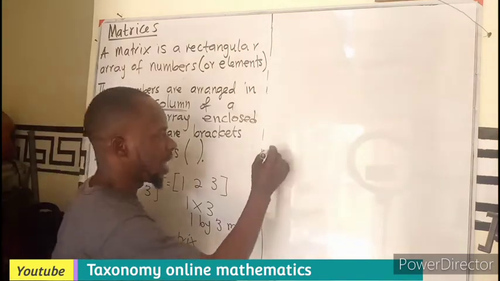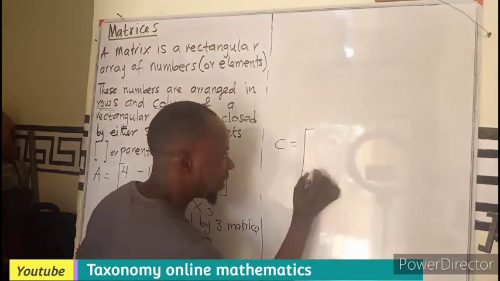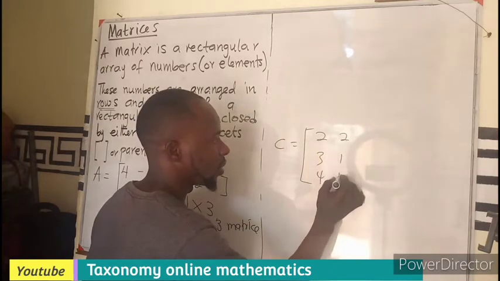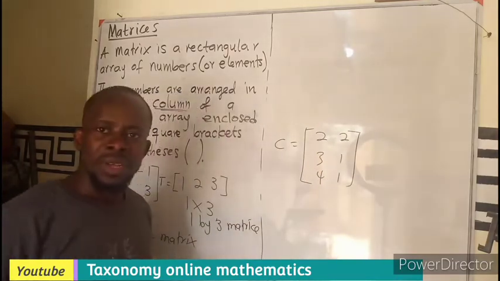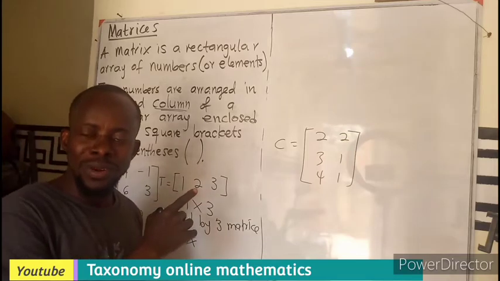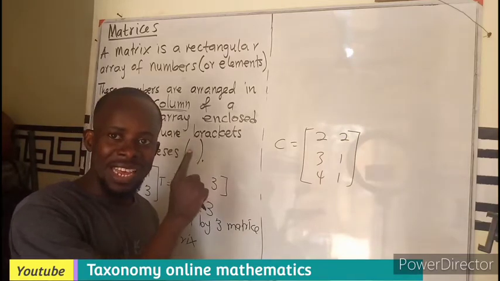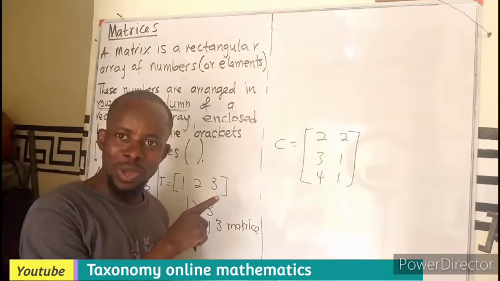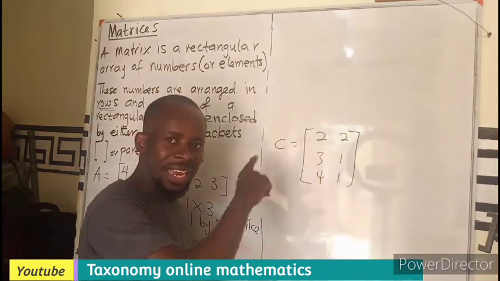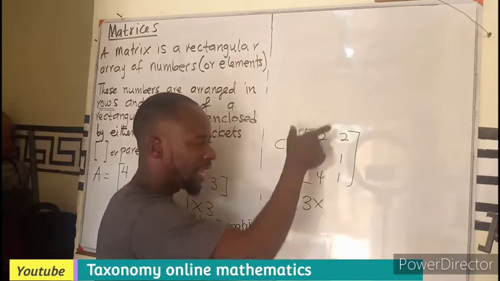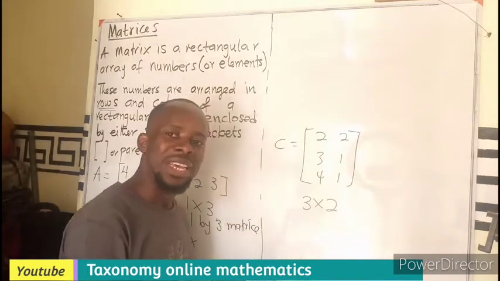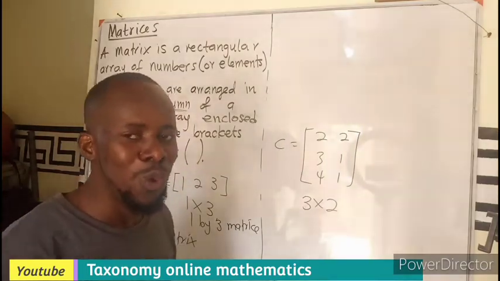So if we have C, we have this array. I'm sure you are able to tell the order, the size, and the dimension of this matrix. I believe in your mind you are saying this is definitely 3 lines by 2 vertical lines. So this is going to be a 3 by 2 matrix.